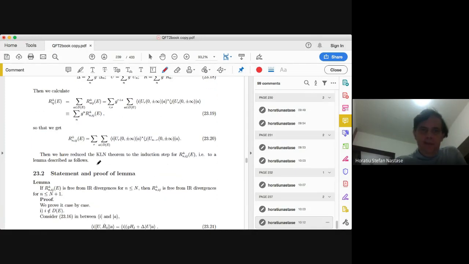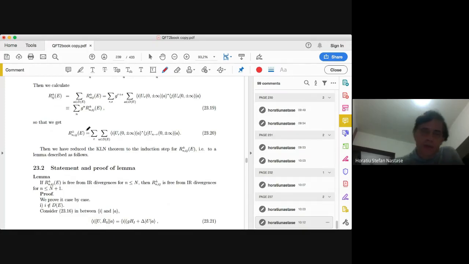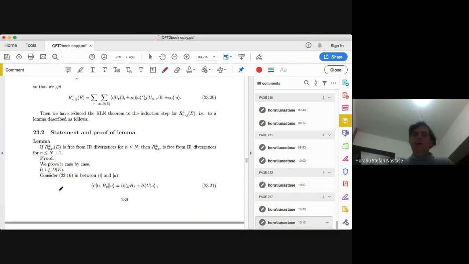All right. So in perturbation theory, we reduce to the statement that we will call a lemma: if, in the induction steps, R plus-minus Rn ij of E is free from infrared divergences up to order capital N, so for all the orders N from 1 to capital N, then R plus-minus Nij is also infrared free up to order capital N plus 1. And the proof of this lemma, of this induction step, is also case by case.